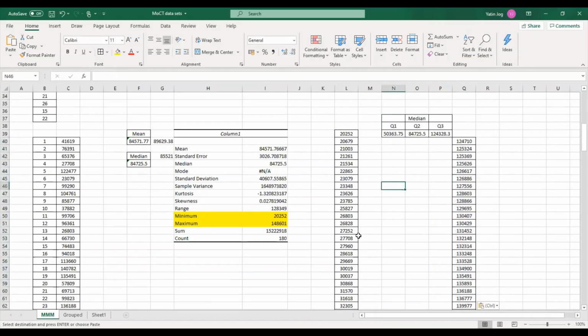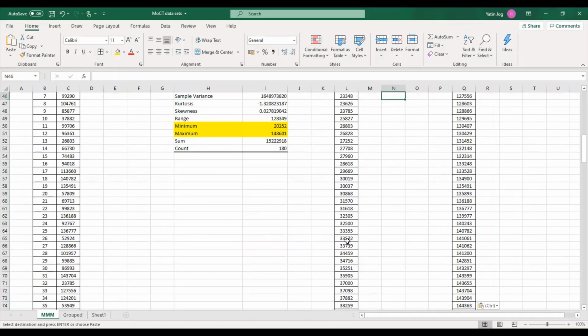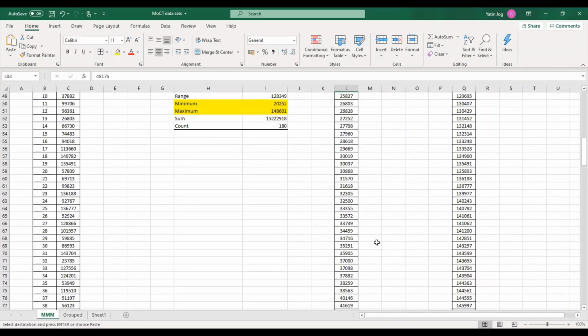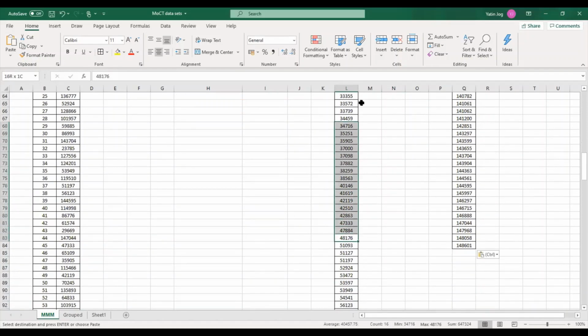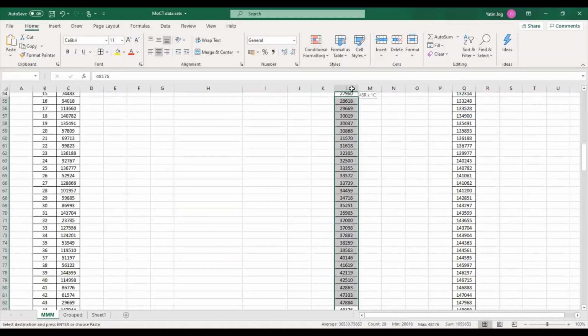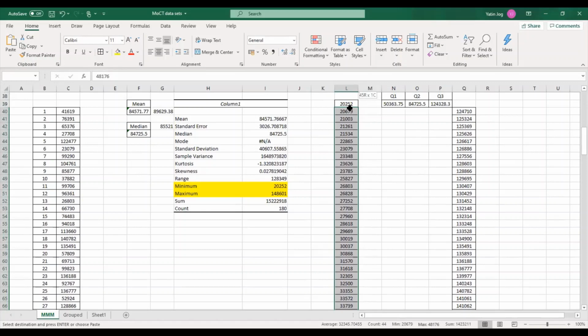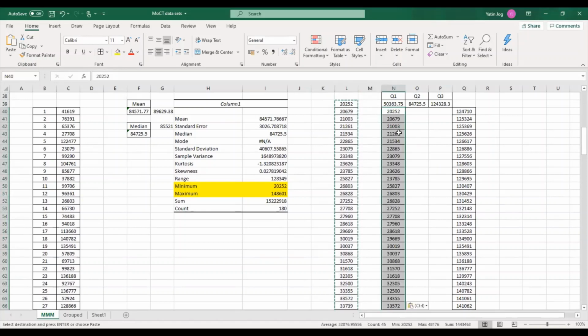Then till 50,363 is my quarter 1. 50,363 is somewhere here. So I'll consider this approximately. It may change because of one or two values. I'm not going for exact values. I'm just trying to tell you what is the meaning of division of data into 4 equal parts. So this becomes my quarter 1 data.